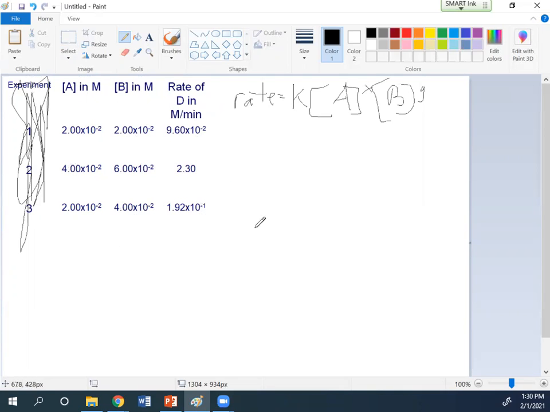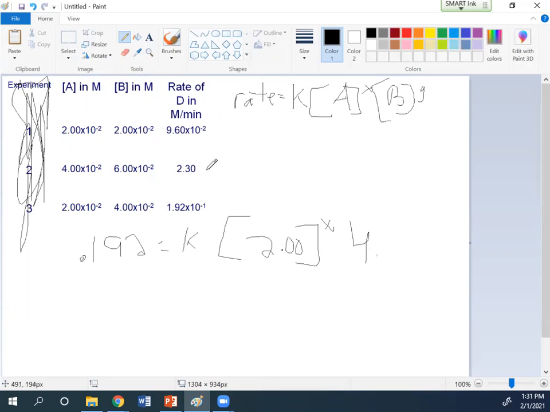And I'm going to convert this out, because I don't like scientific notation. 3 is bigger than 1, because negative 2 is a smaller number than negative 1. So it would be 0.192 equals k, 2.00 to some power, and then 4.00. I'm not going to put the scientific notation in, because we know they're both negative 2, so I'm just going to put 2 there.